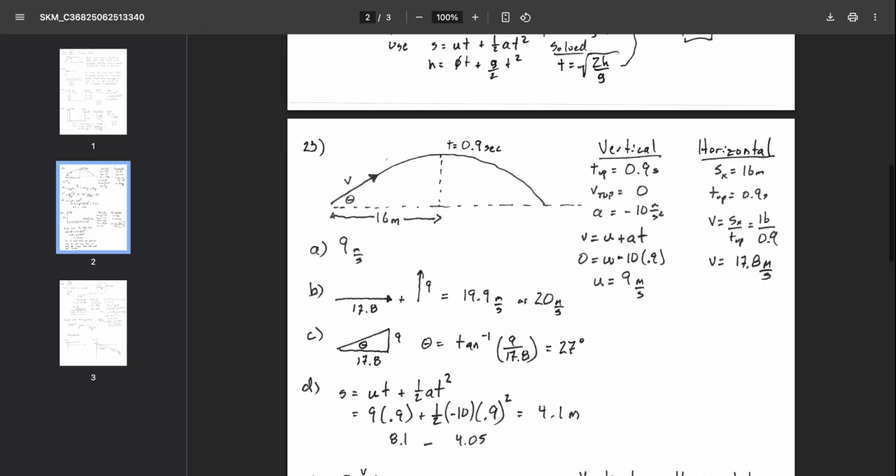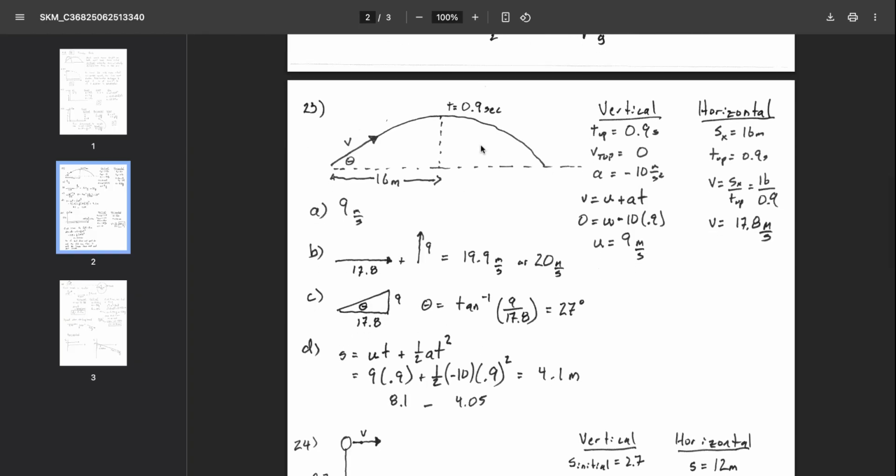And D, it's maximum height. So maximum height, so essentially you want s here. So that would be the vertical direction. And you know pretty much everything. You know the initial speed is 9. You know the time is 0.9. And you know the acceleration. So just plug into this equation here.